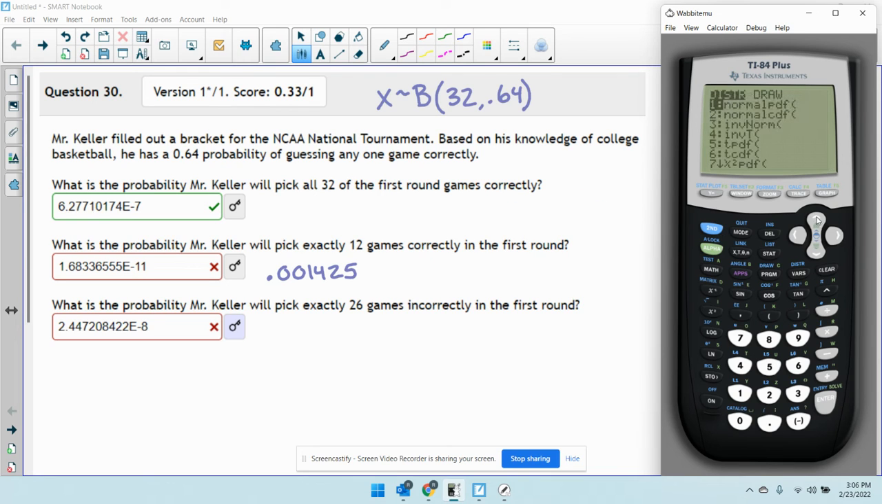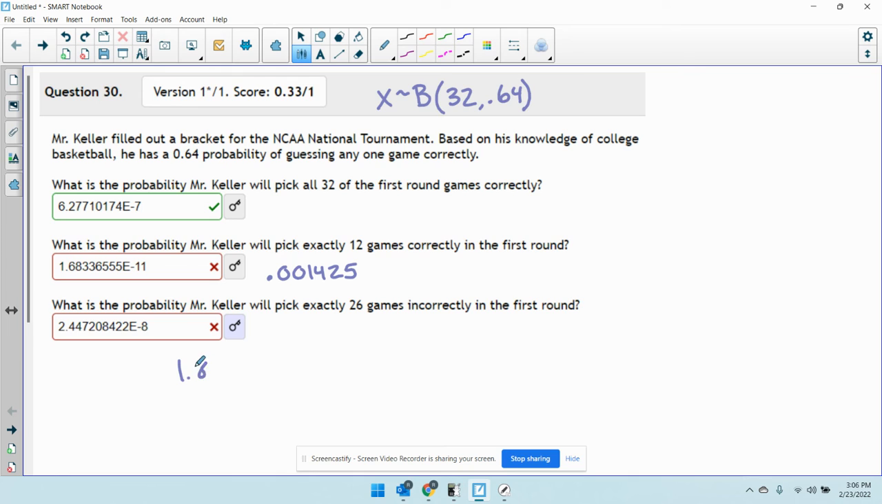So this is binomial PDF again, and he wants 6 correct answers. So we get 1.812 times e to the negative 7.